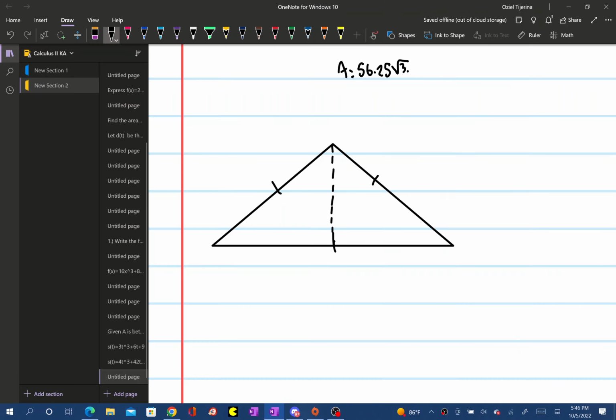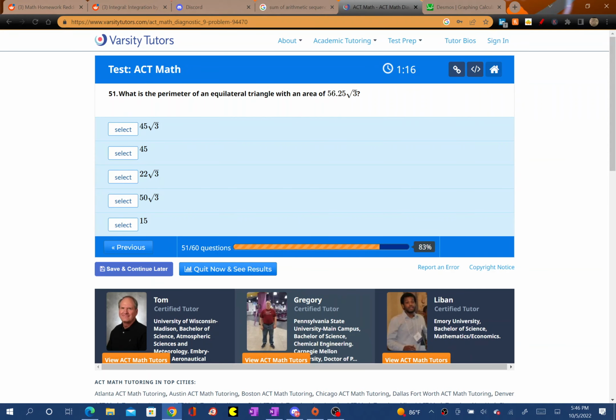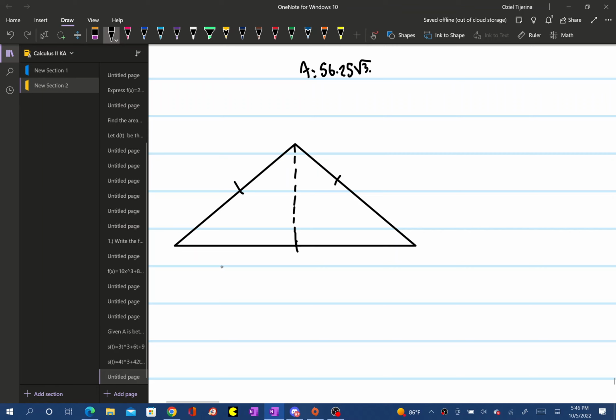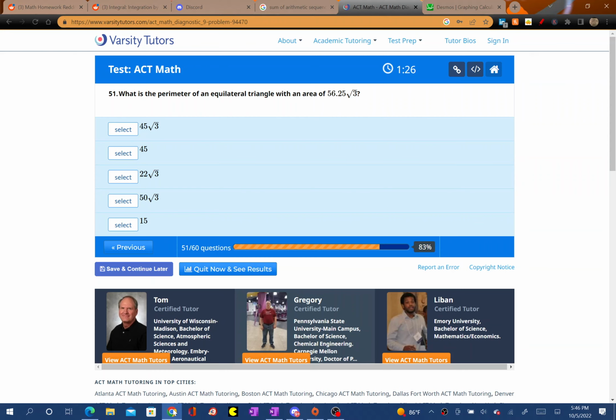Okay, so what is the perimeter then? What is the area, or what is the perimeter of an equilateral triangle with an area of 56.25 square root 3? I mean, obviously, it can't be a right triangle. An equilateral triangle, I don't think it can be a right triangle.